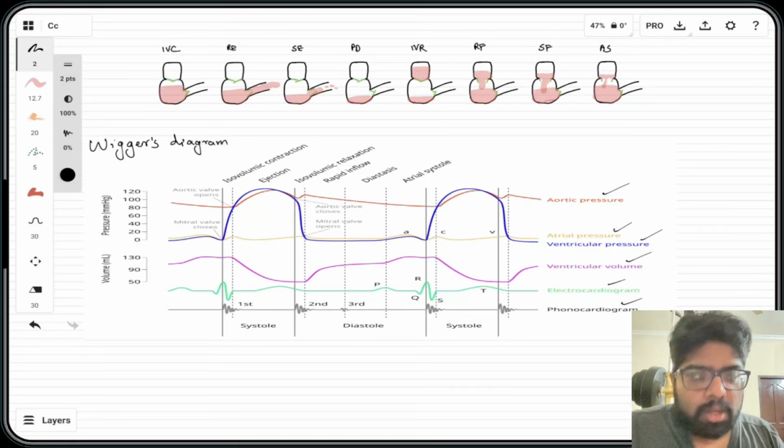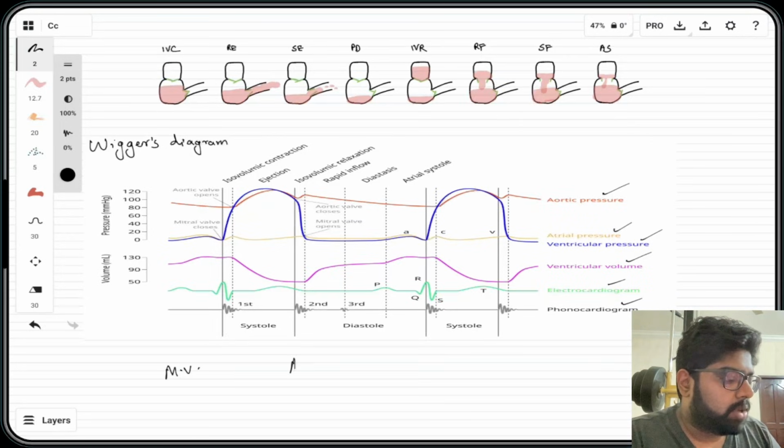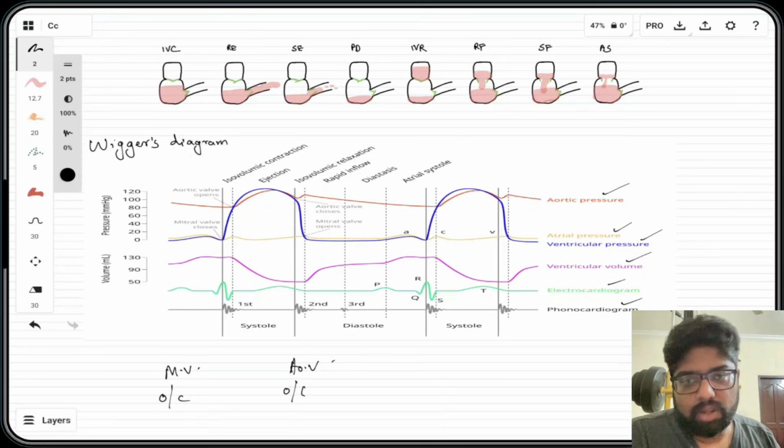Now, before we dive deep into each of these curves, I always advise my students to get the valvular events out of the way. So, which are the valves that we are going to be talking about? As I said, we are talking about the left side of the heart. So, you have the mitral valve as well as the aortic valve. You are going to be looking at the opening and closing of the mitral valve as well as the opening and closing of the aortic valve.